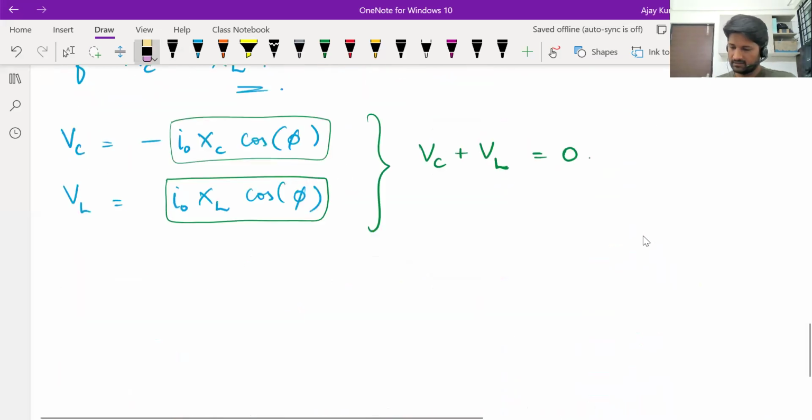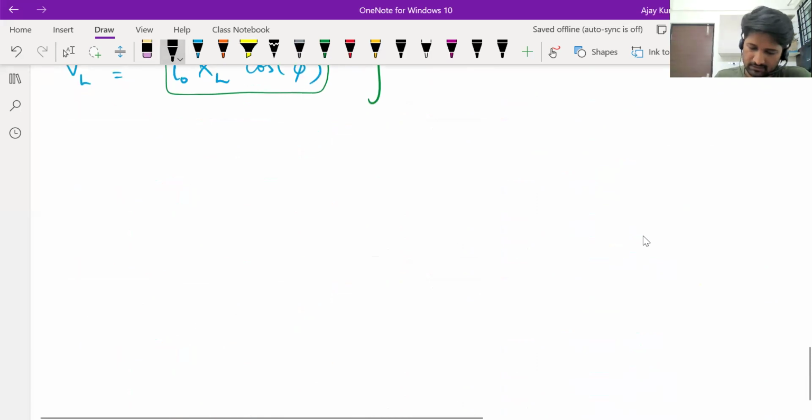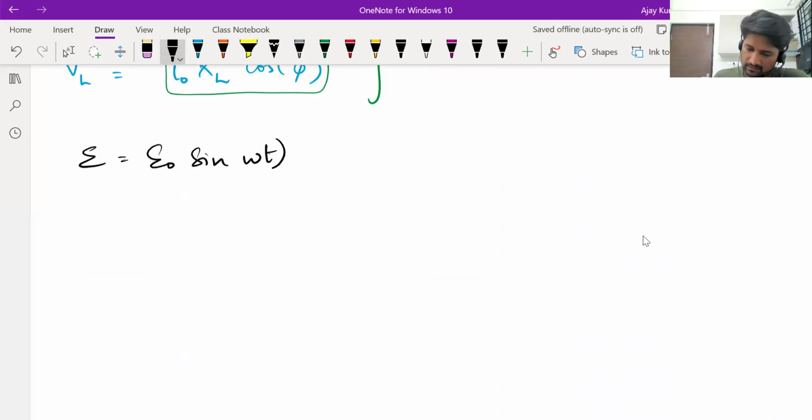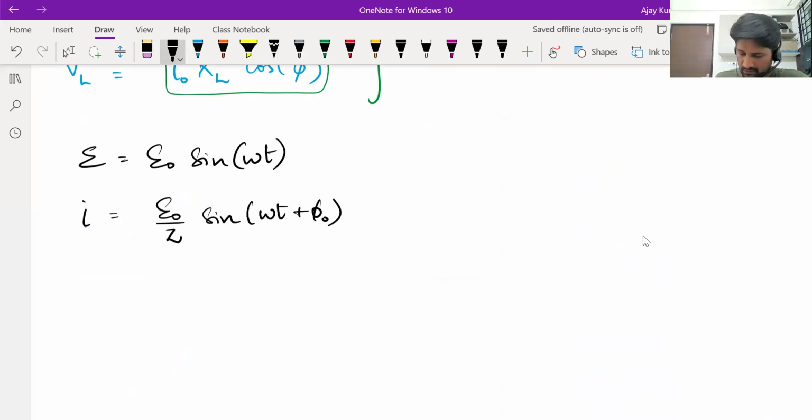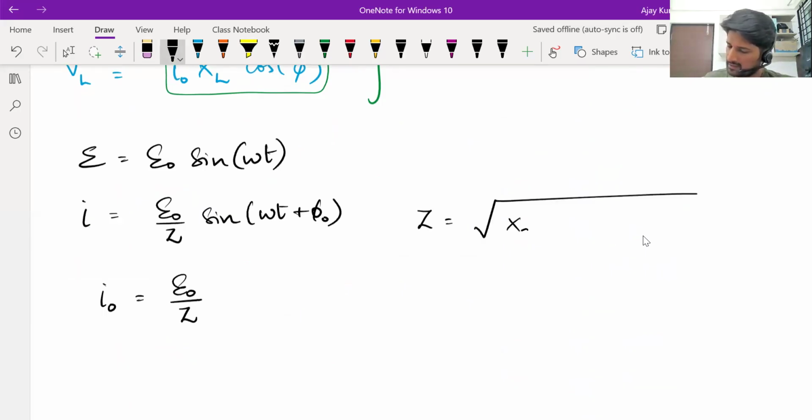Let's see. We have the formula for impedance. If the EMF is of this form, E naught sine omega t, then the current will be of this form, E naught by Z sine omega t plus phi naught. So the peak value of current is E naught divided by Z. Now the formula for Z is under root XC minus XL whole square plus R square.